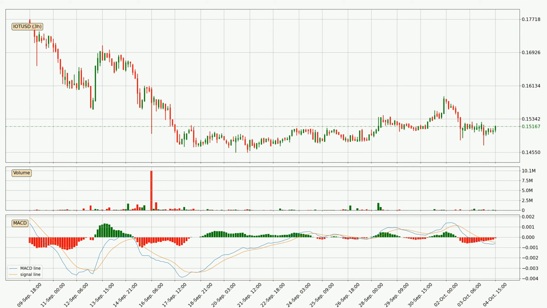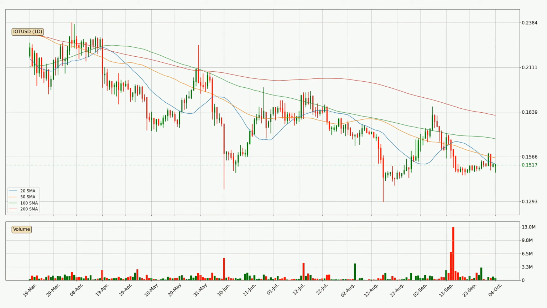Moving to the daily simple moving averages, the current price is below all simple moving averages for this time interval, which looks bearish, and it is to be watched if the closest SMA, the 20 SMA, will play as resistance, or the price will break it to the upside above the current price of around 15.2 cents.